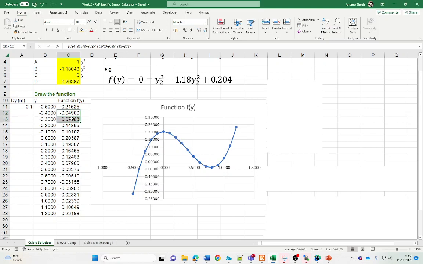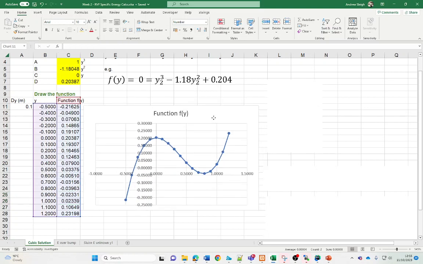There's a change of sign in the function there between minus 0.3 and minus 0.4. There's a change of sign between 0.5 and 0.6. And there's a change of sign between 0.9 and 1. So that's where we're going to try and focus our efforts to get a solution, and maybe the initial value of any iteration will do.